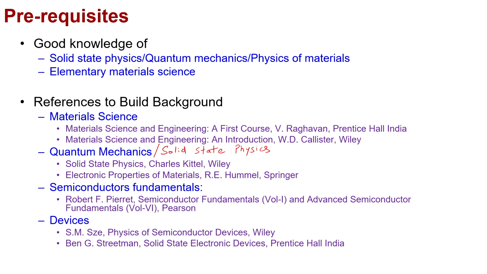If you want to learn specifically about semiconductor fundamentals, I would strongly recommend Robert Pierret's books, Semiconductor Fundamentals Volume 1 and Volume 6, Advanced Semiconductor Fundamentals, which are published by Pearson. And if you want to learn more about devices, the first book is Physics of Semiconductor Devices by S. M. Sze, published by Wiley, and the second is Solid State Electronic Devices, written by Ben Streetman, published by Prentice Hall of India. So, these are the books that you can refer to build your background knowledge.